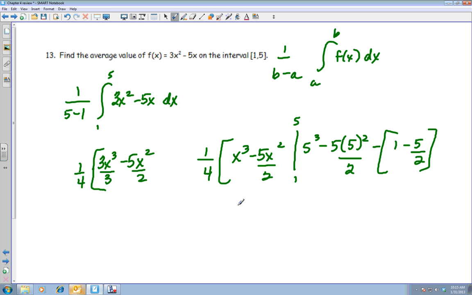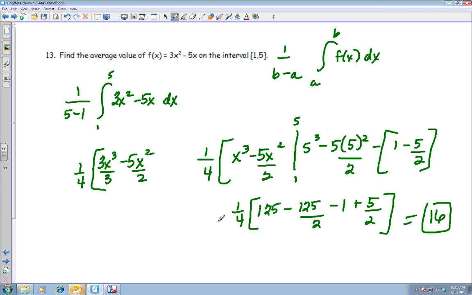So 5 cubed, I still have my 1/4 out there. 5 cubed is 125 minus 125 over 2 minus 1 plus 5 halves. And then when I put that in the calculator, I have down my answer as being 16. I want to make sure that I divided that by 4. So let me check it real quick. 125 minus 125 divided by 2 minus 1 plus 5 halves. Yep, divided by 4, 16. That's it.